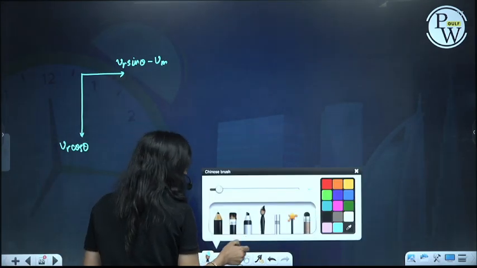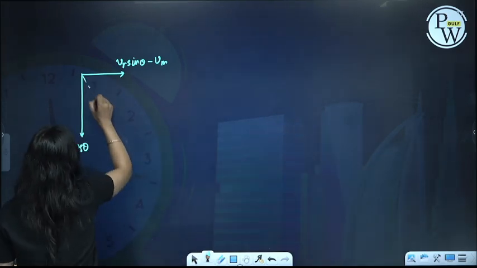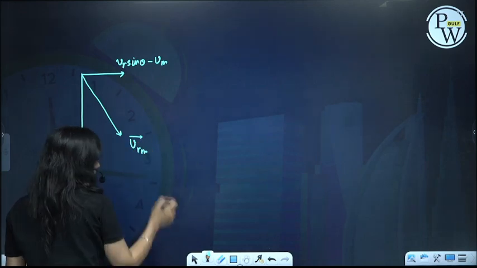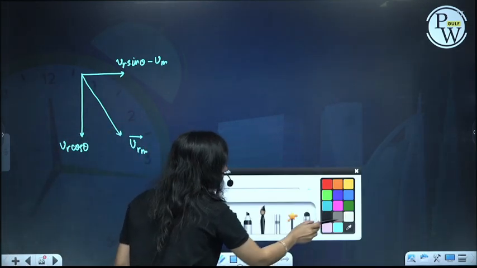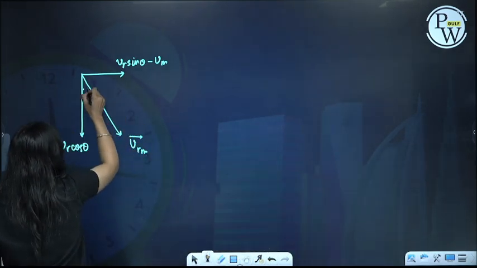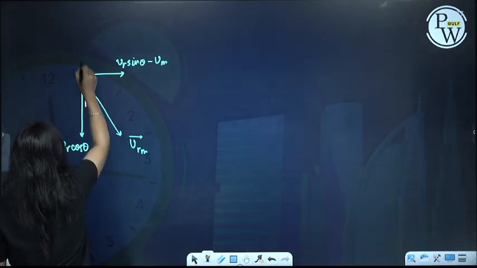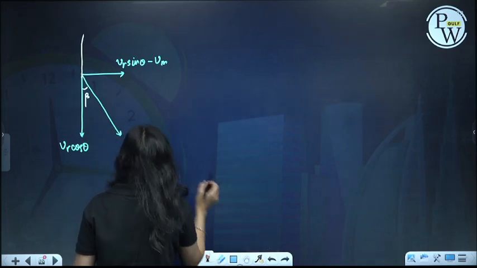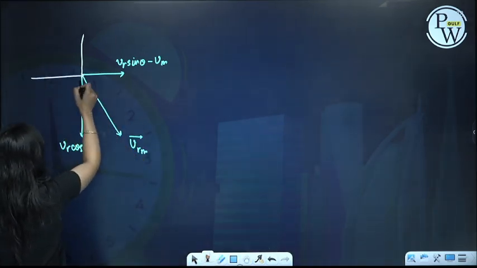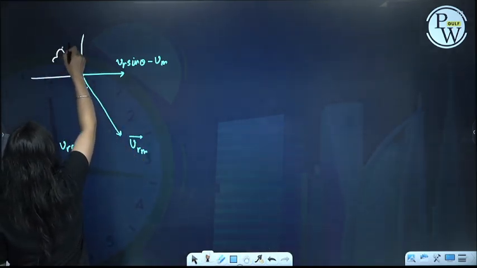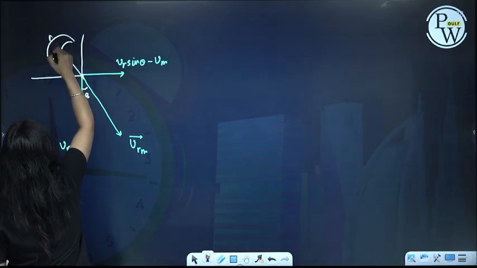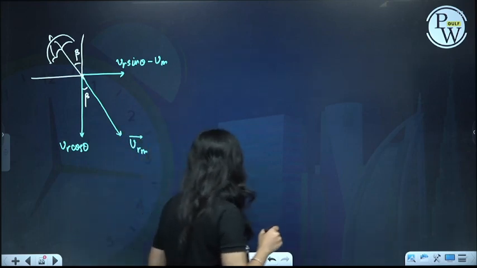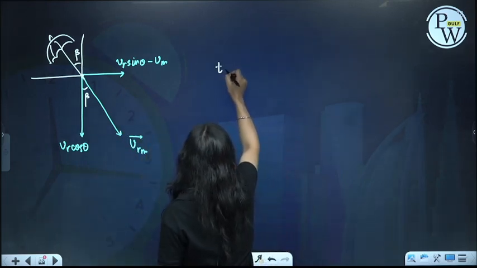So my total velocity vector will be this, our VRM. Now if it is making angle beta with the vertical, then we will hold the umbrella at the same angle beta with the vertical. So now calculate what will be my tan beta.